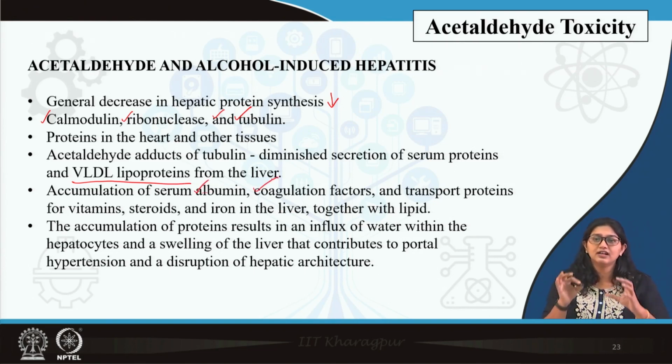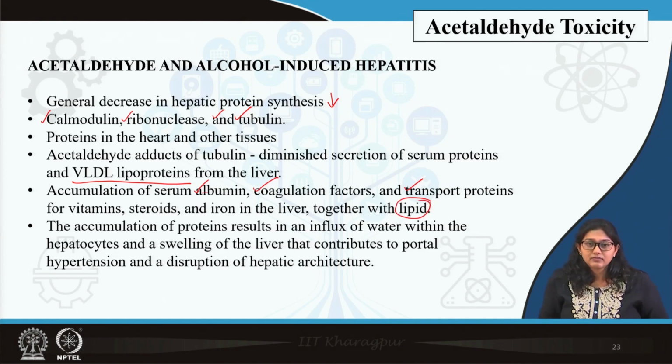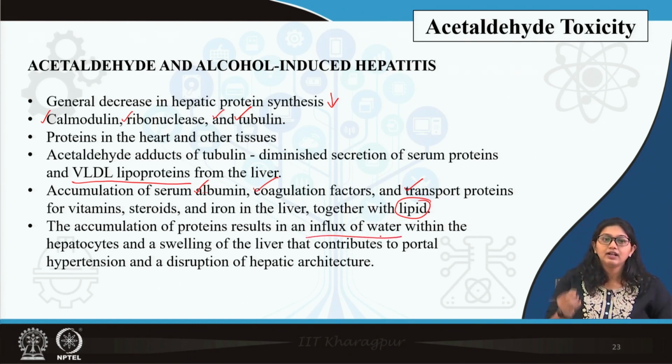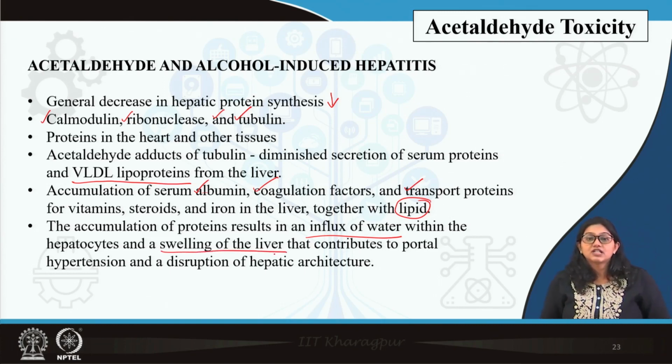Remember, the liver is the synthetic hub in our body, the main site of protein synthesis. So, the synthesis of all the proteins is hampered, namely albumin, coagulation factors, and different transport proteins which transfer vitamins, steroids, and iron to different organs. Those proteins accumulate, they are not able to be secreted, and they are also forming adducts with lipid. So, on this accumulation of protein, there is influx of water into hepatocytes causing swelling of the liver, which is finally causing portal hypertension, and finally it is disrupting the whole hepatic cellular architecture. So, this is how alcohol induced hepatitis occurs via acetaldehyde.